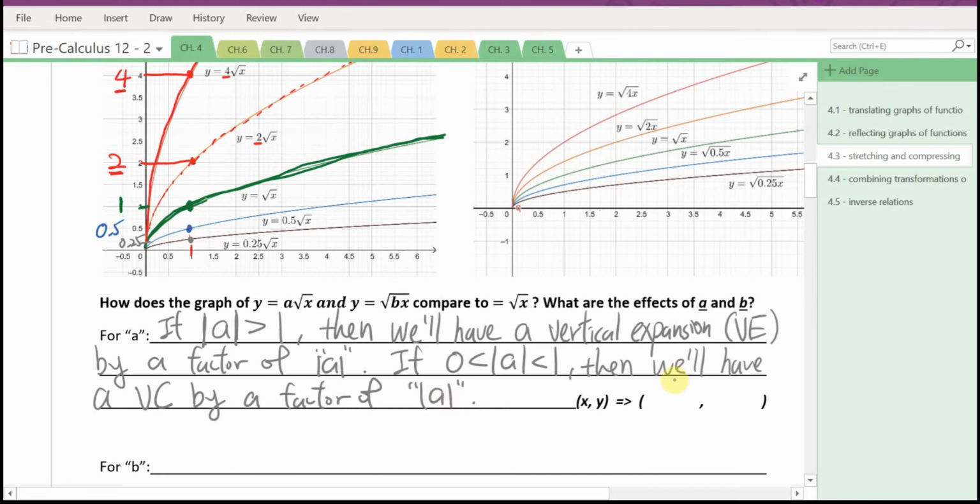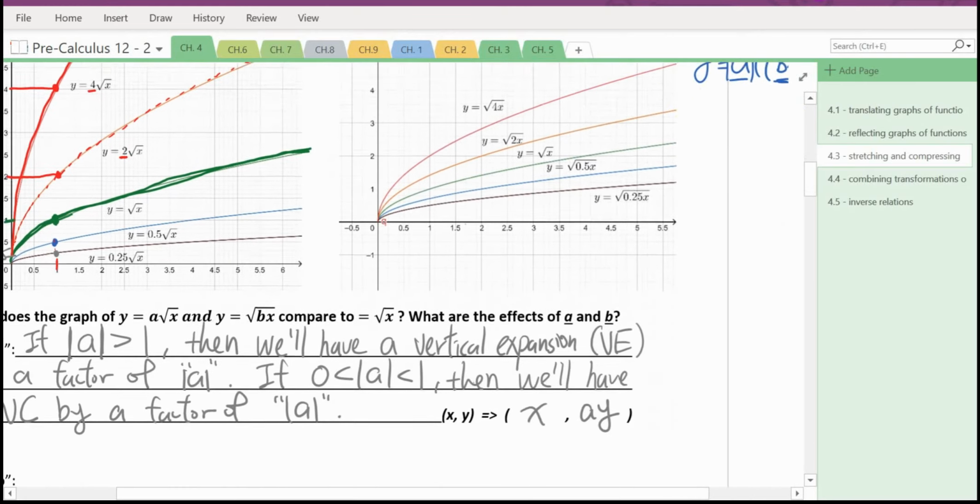Okay, so what happened is the original coordinates of x, y becomes x comma a times y, right? You basically just multiply the value of A to get your either expansion or compression. Okay, so that's for A.